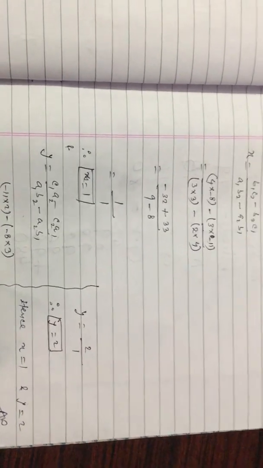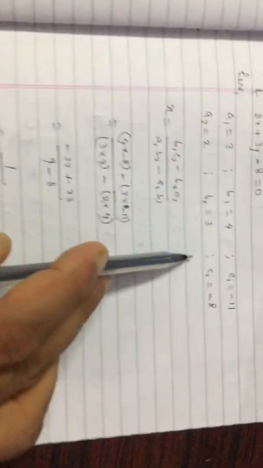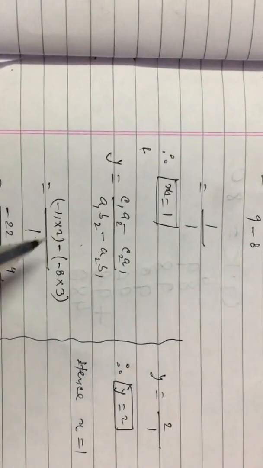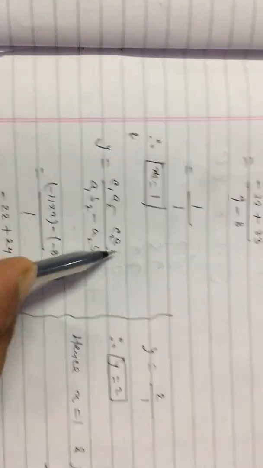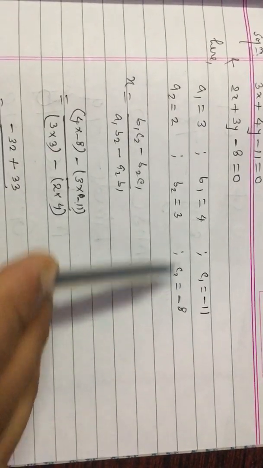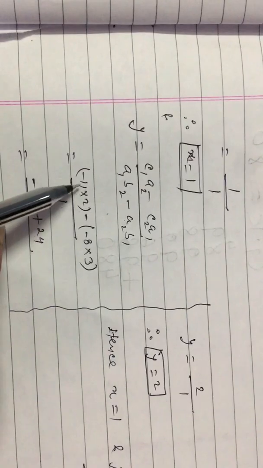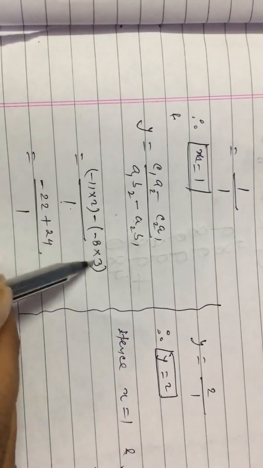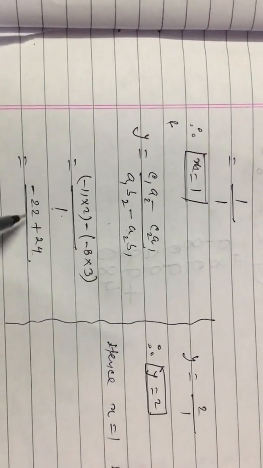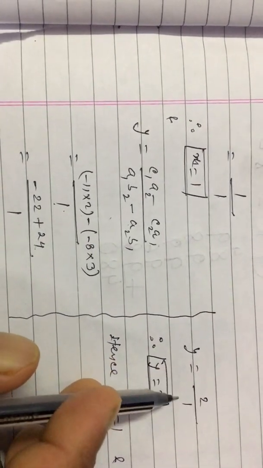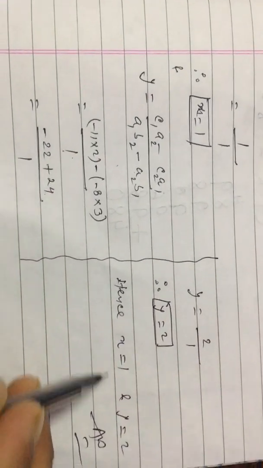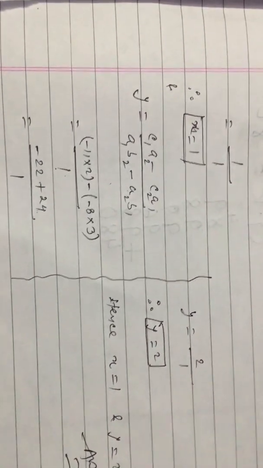So c1 a2, c1 is minus 11 and a2 is 2, minus 11 into 2. c2 a1, minus 8 into 3. 11 2s are 22, minus sign, and this minus minus plus, 8 3s are 24, and 24 minus 22, 2 by 1. Hence y is equal to 2. Hence x is equal to 1 and y is equal to 2. This will be the answer.